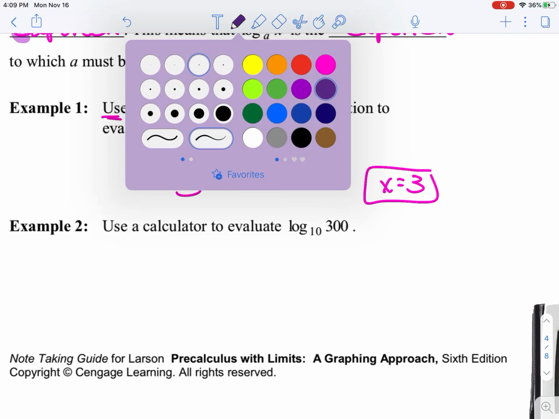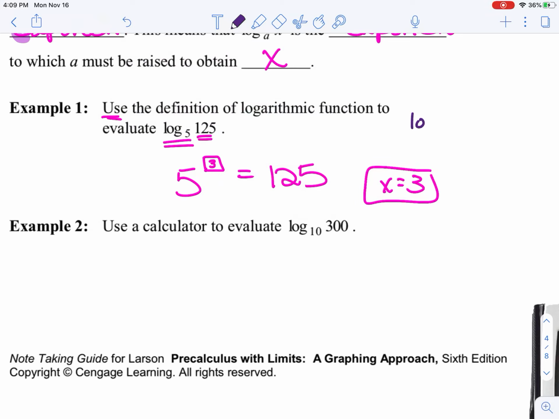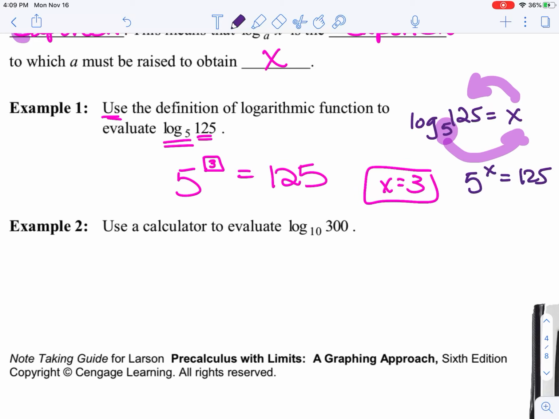Another way you could have done that is by using the left, right, middle. If we know log base 5 of 125 equals, we'll just say x, we don't know, then we can solve for x by putting this back into exponential form where we go left, right, middle. So we'd say left to the right equals the middle. And again, we would know x equals 3. So either one you like, you can do.